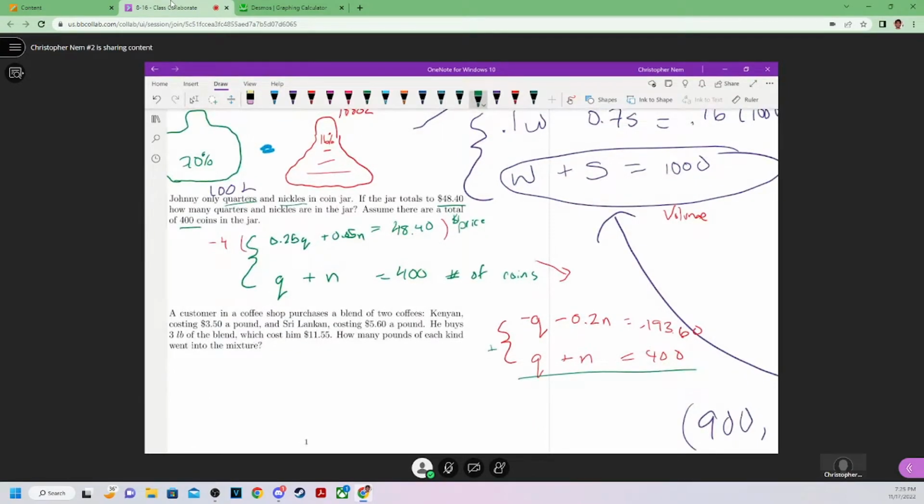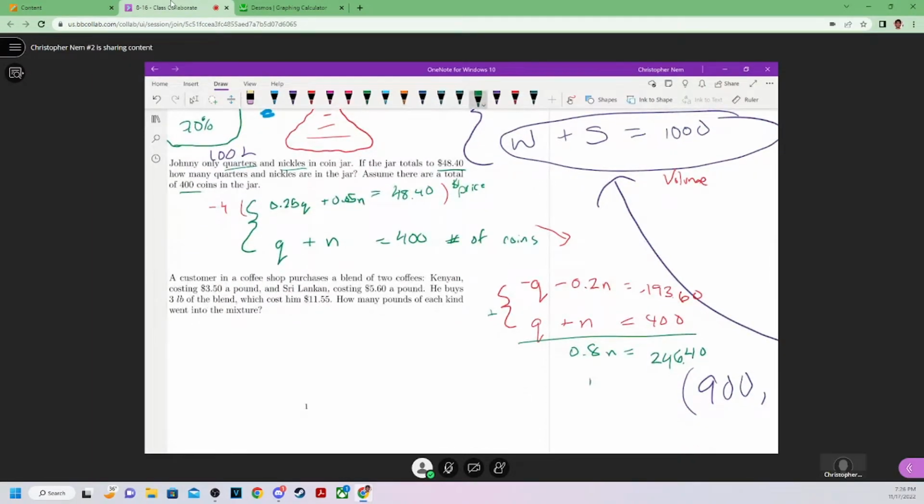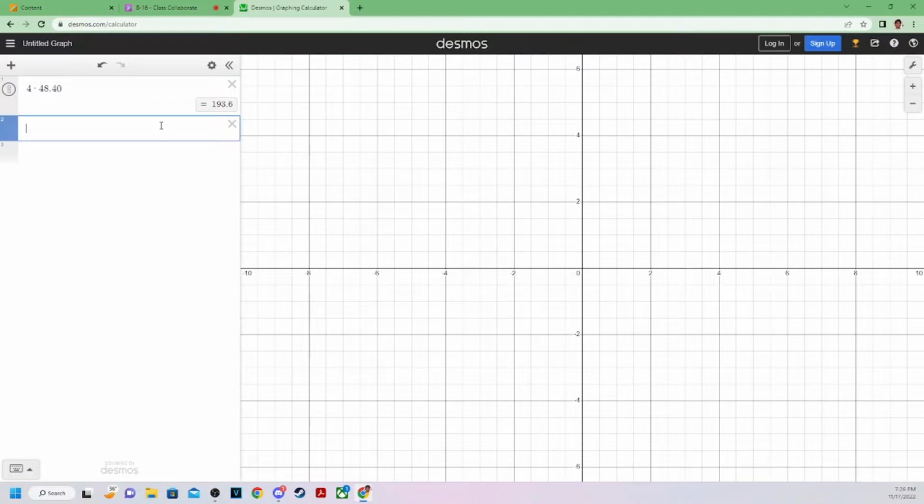If I add them together, the quarters eliminate, and for the nickels, I get 0.8 nickels equals, if I add these together, it's the idea of subtracting. So I have, what is that, 200 and, I want to say, 70, 60, and then 5, 4, 246. And then your nickel amount should be, let's calculate that out. 246.40 divided by 0.8.